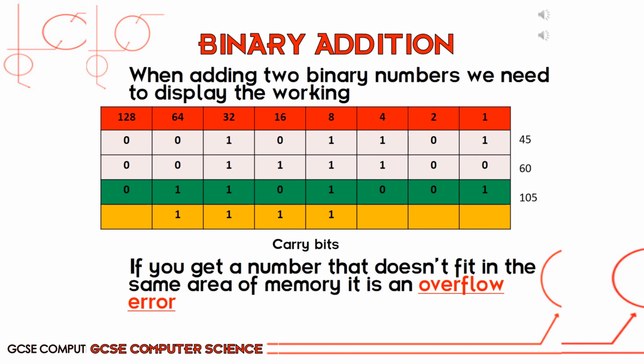Binary addition. Again, if you can't do this, you might want to watch a different video. This is just to remind you that you need to do all of the additions but also show the carry bits. Whenever you get 1 plus 1, you need to put 0 and carry the 1 over. Whenever you get 1 plus 1 plus 1 in a column, you need to put 1 and carry the 1 over, and that's how it works. Again, if this is just revision, if you don't know how to do it, go and watch the video about binary additions.